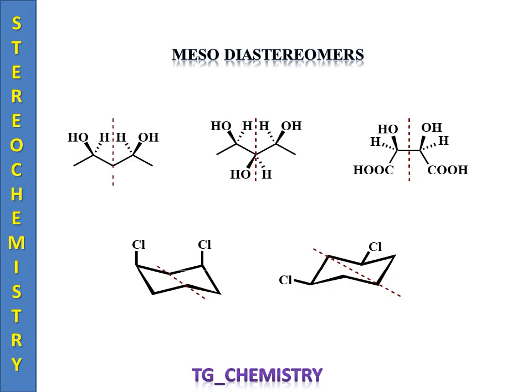Here I have shown some meso diastereoisomers, some alcohols, for example 2,4-dihydroxypentane, 2,3,4-trihydroxypentane, 2,3-dihydroxybutanedioic acid, and 1,3-dichlorocyclohexane compounds, where the dotted line represents the plane of symmetry within the molecule, and therefore these stereoisomers are achiral and they are termed meso diastereomers.